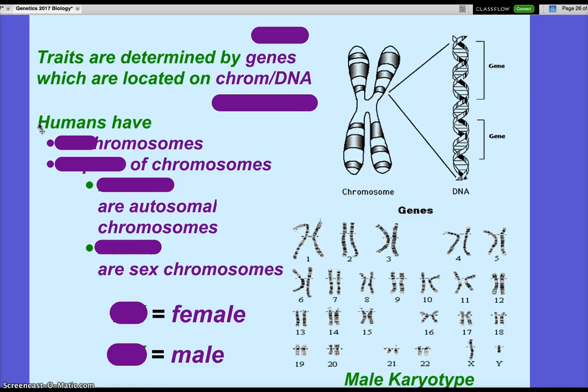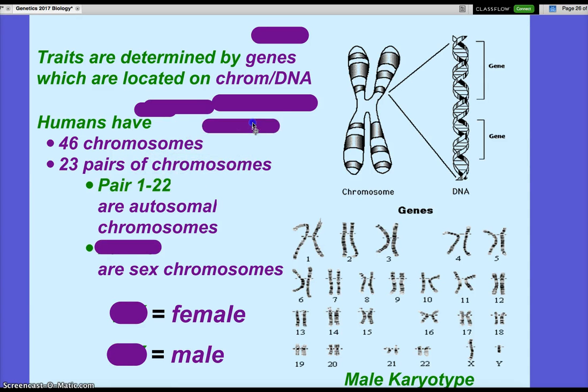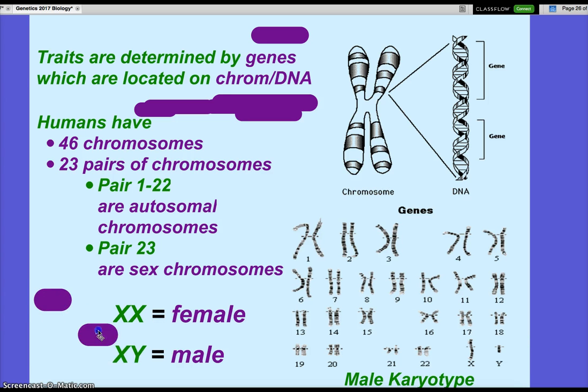How many chromosomes do humans have? 23 pairs. So it's 46 total chromosomes, 23 pairs. Of those pairs, the first 22 pairs are called autosomal chromosomes. Those are your traits other than sex. Your sex chromosome is pair number 23, and that's where your XX is if you're a female, right? And XY if you're a male.